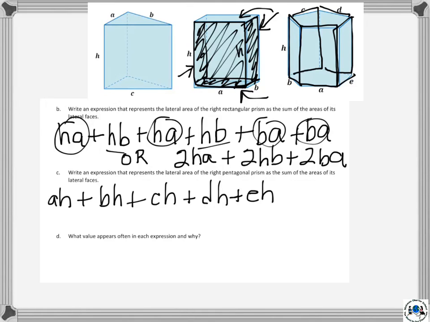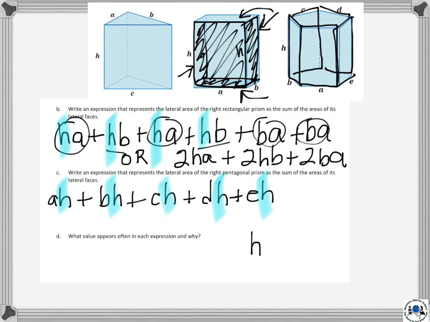Okay, so D asks us a very curious question, and hopefully you've been noticing: what value appears often in each expression and why? And again, there's no number value here, but we're going to look at a letter. Which letter value appears often in each expression and why? If you notice, here's H, H, H, H, and then we have H, H, H, H, H. Yes, and that's indeed it, it is H.